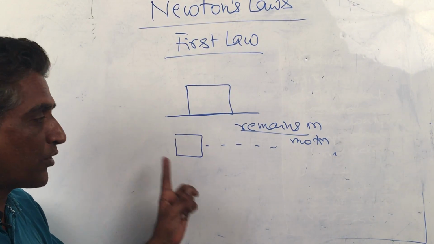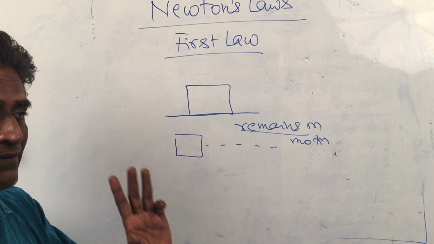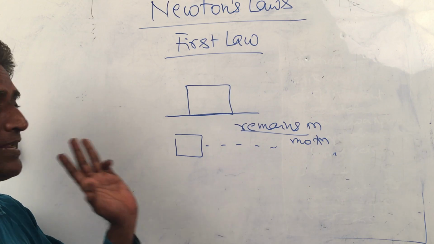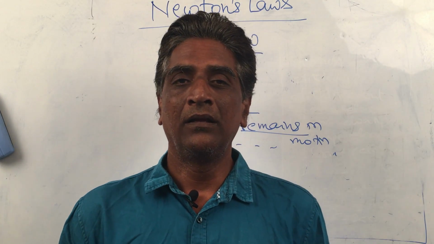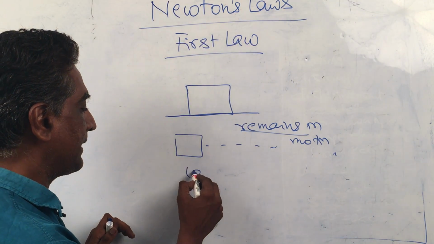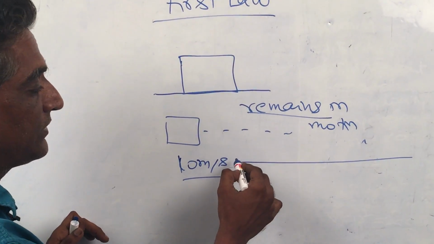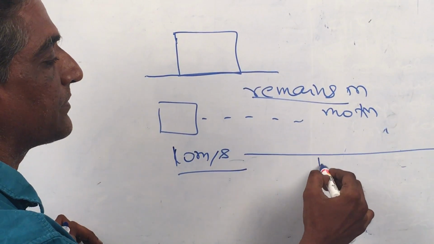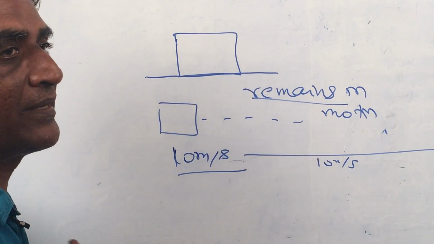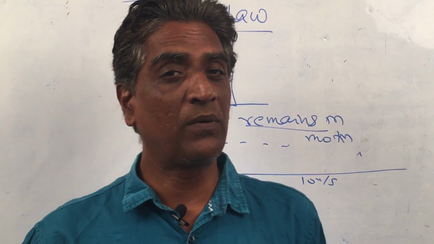A body in motion will continue to be in motion. So the body is going at 10 meters per second velocity in one dimension. We are seeing this. So it will go on at 10 meters per second, 10 meters per second. Nothing is stopping it. Normally, this is a wonder actually.